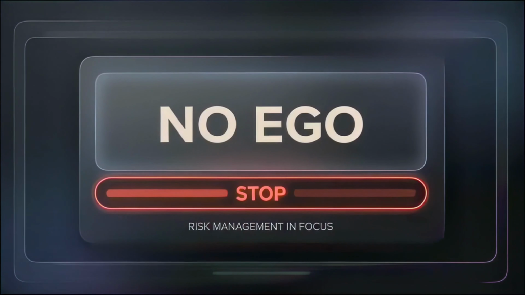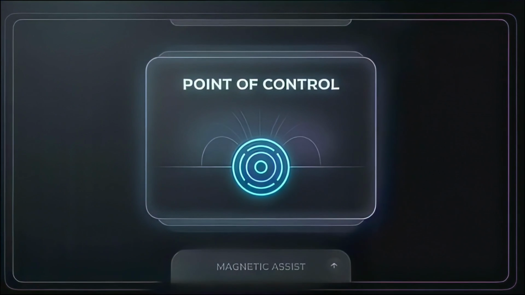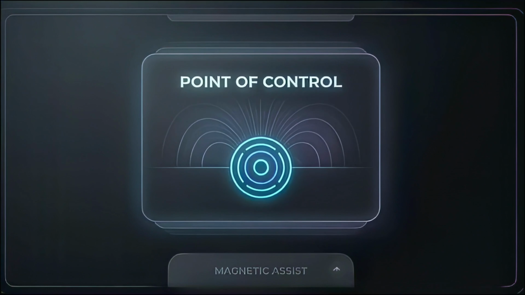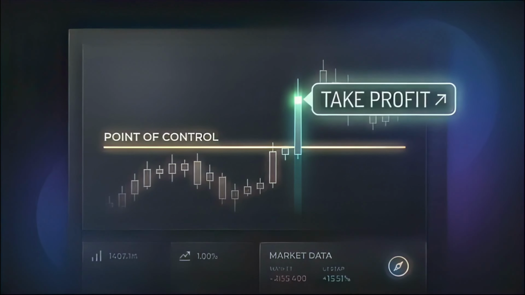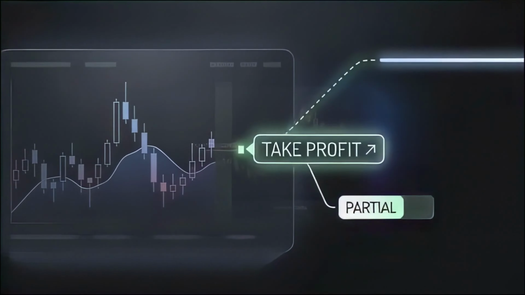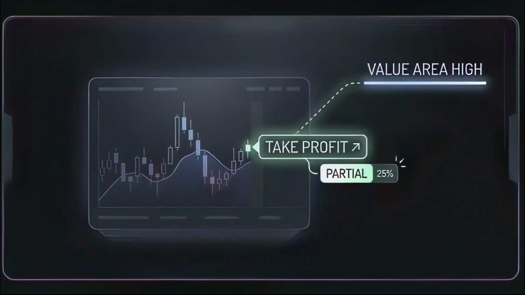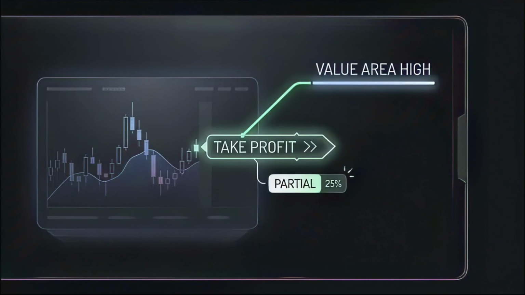If it keeps falling, you are wrong. You're out. No ego. And your target? The point of control. That magnet in the middle. That's where you take profit, because that's where price wants to return. Want to press it? Take partial profit at the point of control and let the rest run toward the value area high.